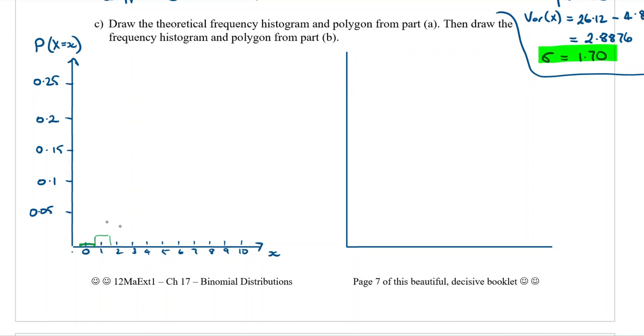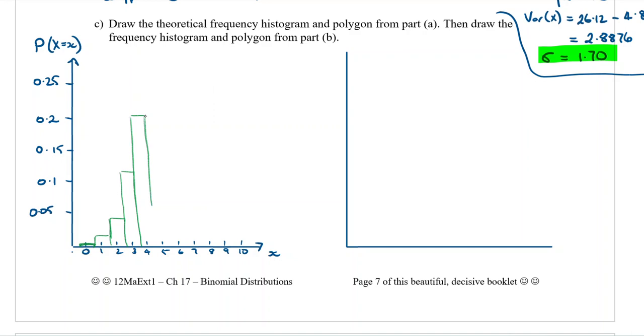2 is 0.04. Wait, what's 0? 0.01, so it's very, very tiny. This is in the table up above. 3 is 0.12. 4 is 0.21. So you really should be using a ruler for these columns so they're nice and straight.